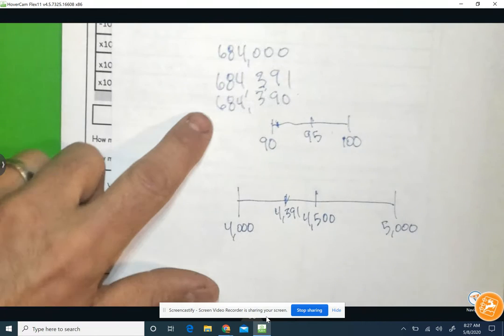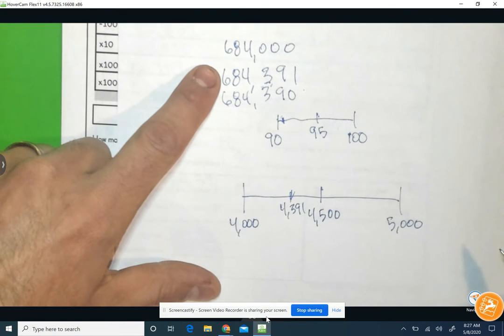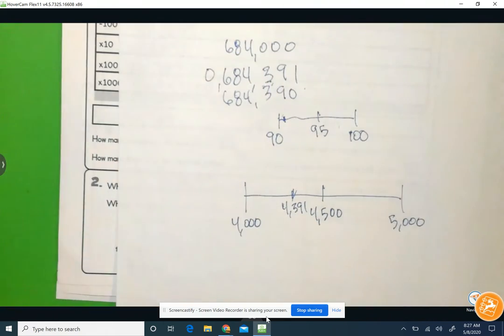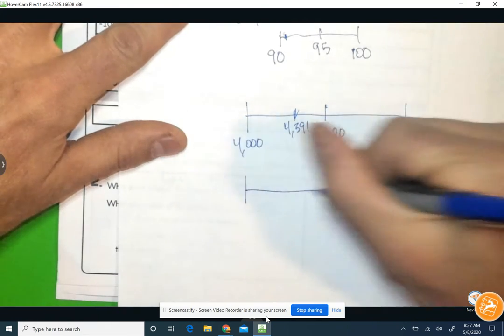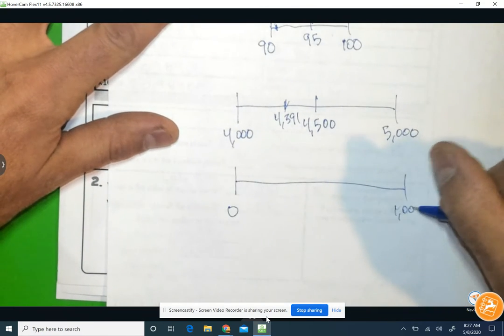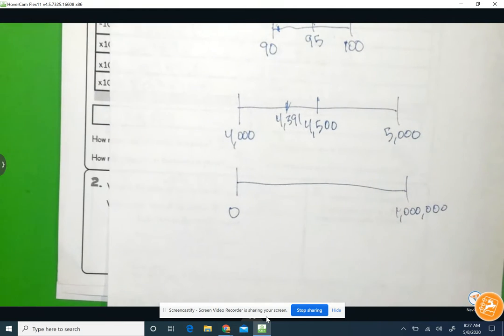Now we're going to round to the millions place. And here we are once again dealing with a number that is not containing a digit in the millions place. However, there is one, and that is a 0. So what do we have here? We have either 0 millions, or 1 million as our options for rounding 684,391 to the millions place. Now we got to ask ourselves, what is in the middle between 0 and 1 million? Or what is half of 1 million is another way to ask yourself what goes in the middle.